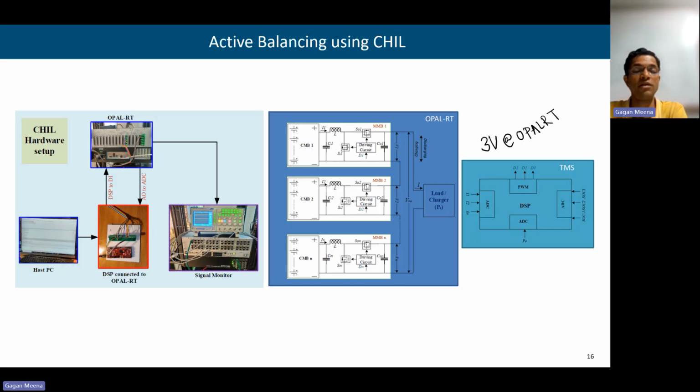So what is done here is the input goes to the digital input, and from the ADC it goes to the analog input to the DSP, which is connected to the OpalRT.